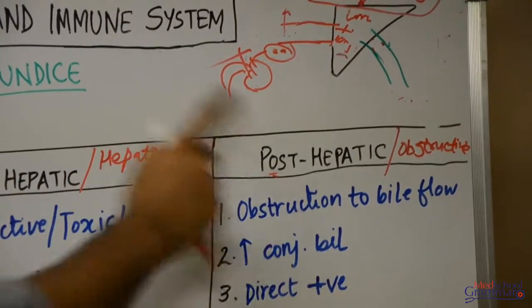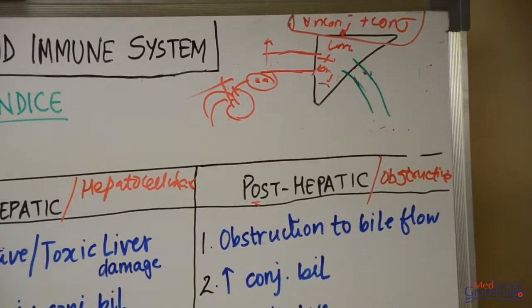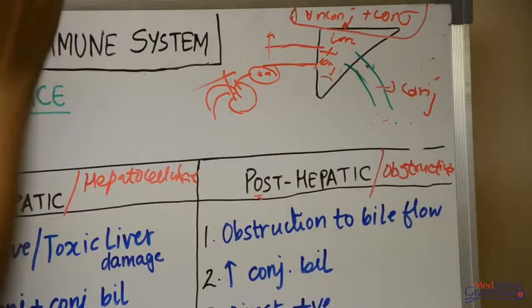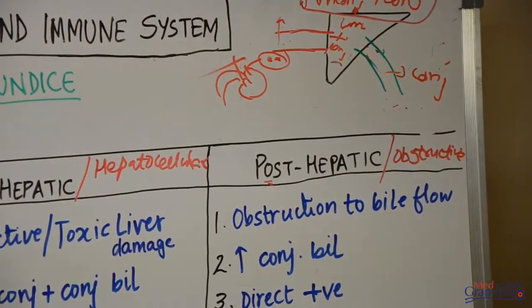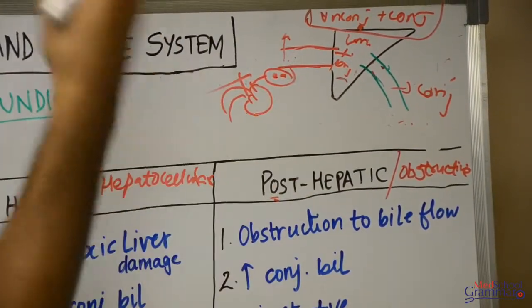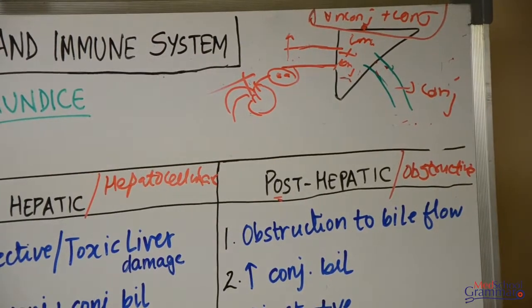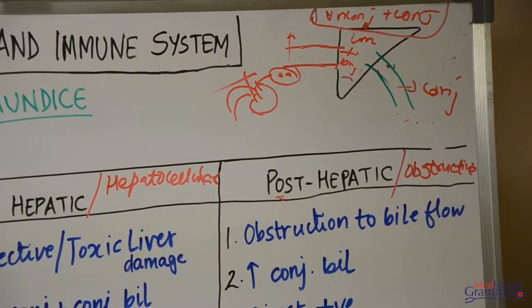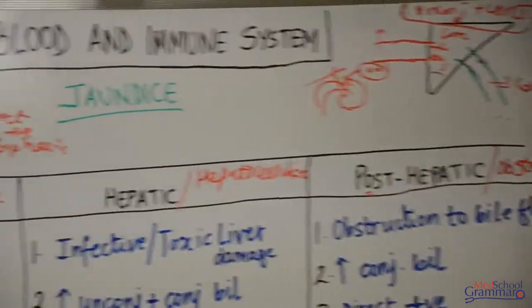In the case of post-hepatic or obstructive jaundice, we've seen that there is only conjugated bilirubin present, and conjugated is a soluble type of bilirubin. Therefore, all of the raised bilirubin will pass through the kidneys, get filtered and come into the urine. So we say that urine bilirubin is present also in post-hepatic jaundice.